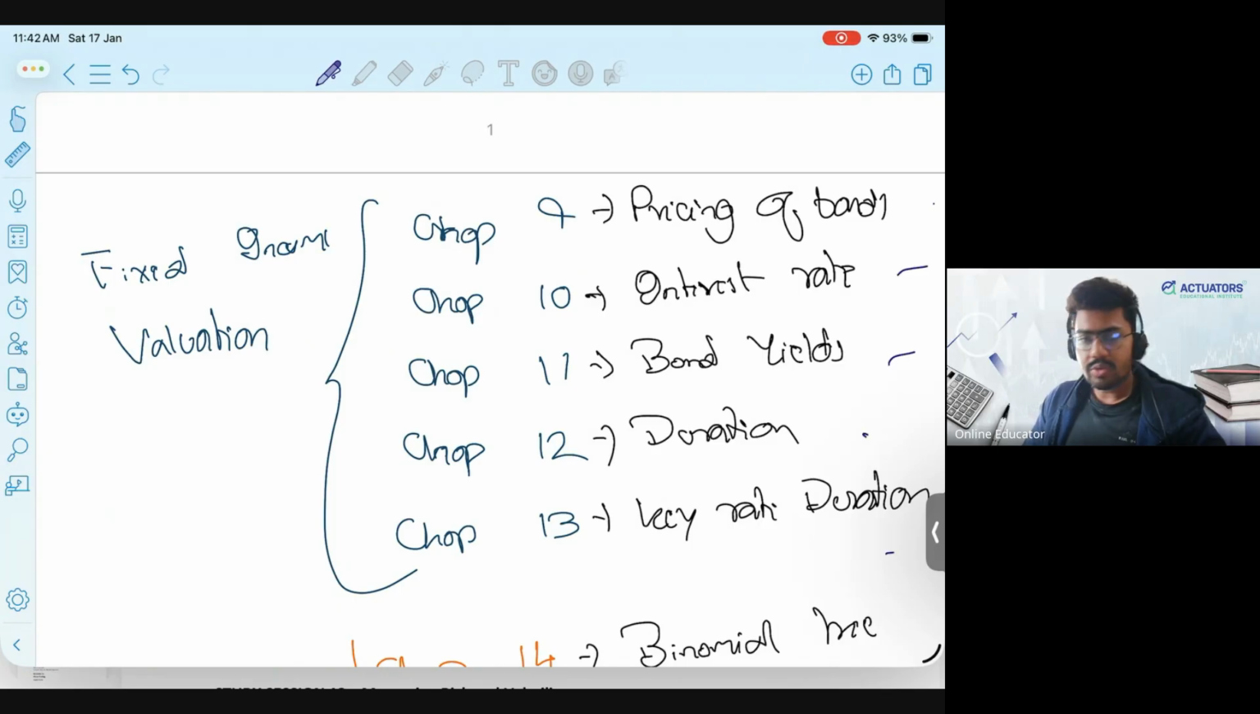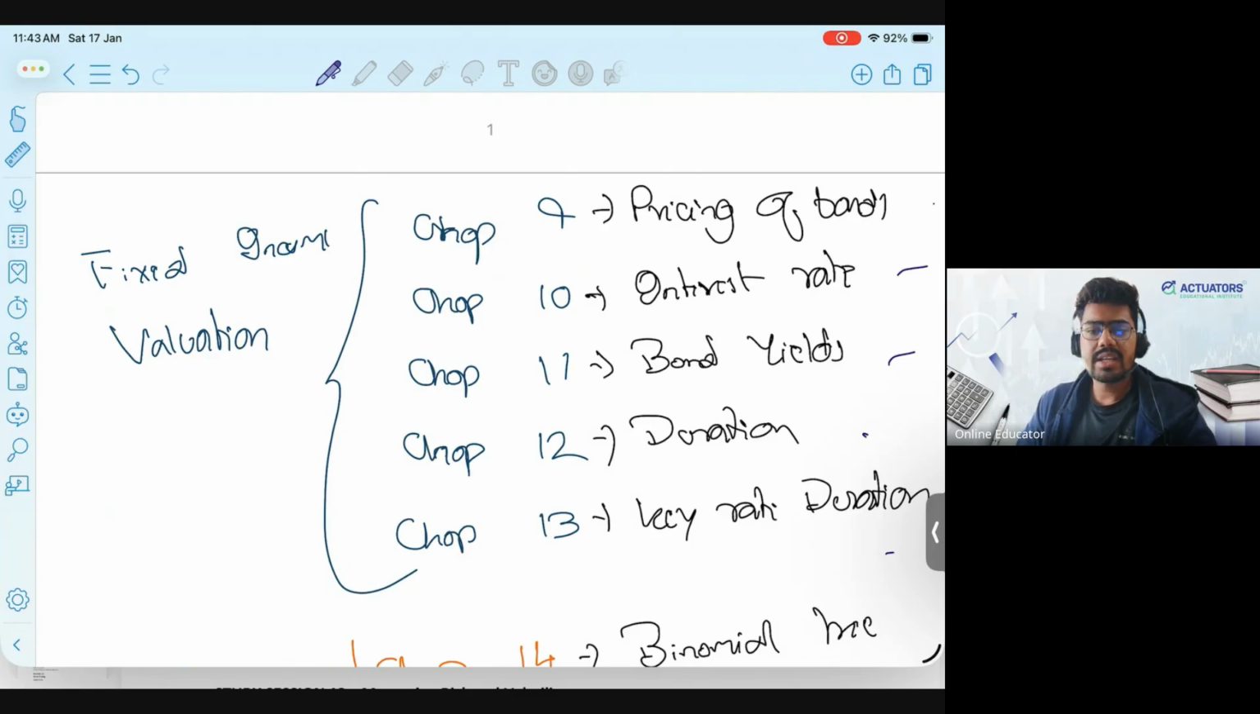Chapters 12 and 13, duration, might seem a little unfamiliar to you. What does duration mean? Duration means time, right? It is time, but it measures the sensitivity of the price of the bond you hold, that fixed income security you hold, against interest rates. So if the interest rate changes, how much is my price going to change. So in chapter 12, duration is discussed.